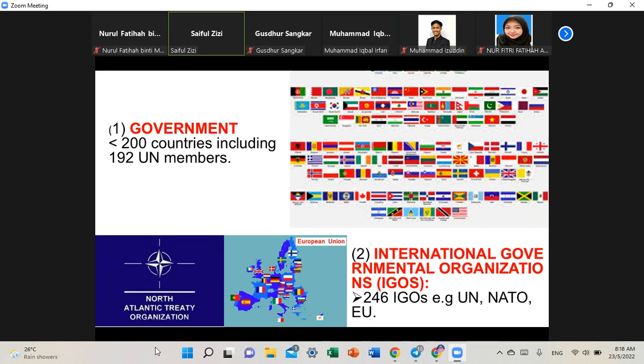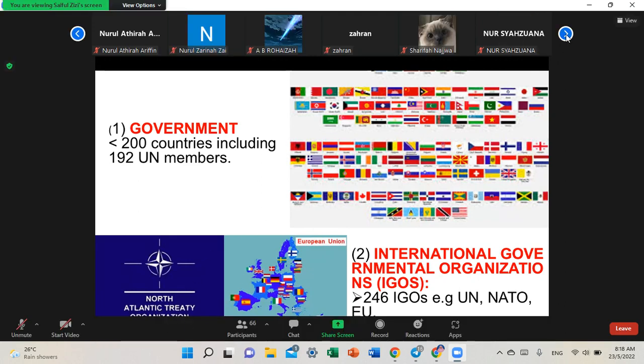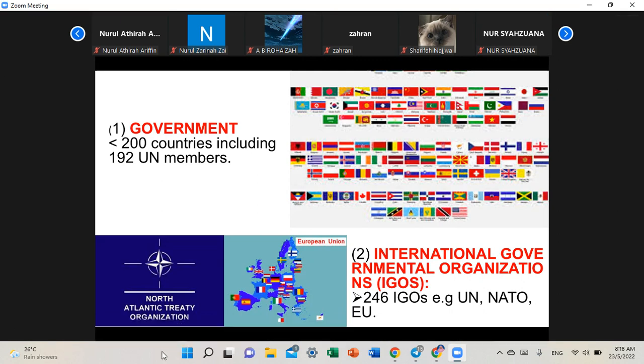So 200 countries, including 192 UN members. And then we also have international governmental organizations. Okay, we have a lot of international governmental organizations. Just to mention a few that have global memberships, like the United Nations, obviously the one with the most members out of all the international governmental organizations. We also have NATO, previously established during the Cold War, which has history with the Warsaw Pact, and another security alliance by the USSR from before.